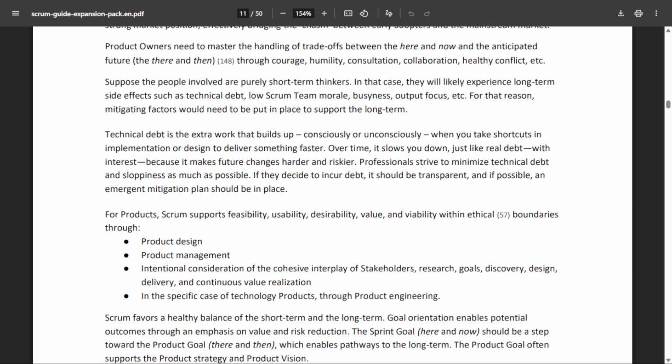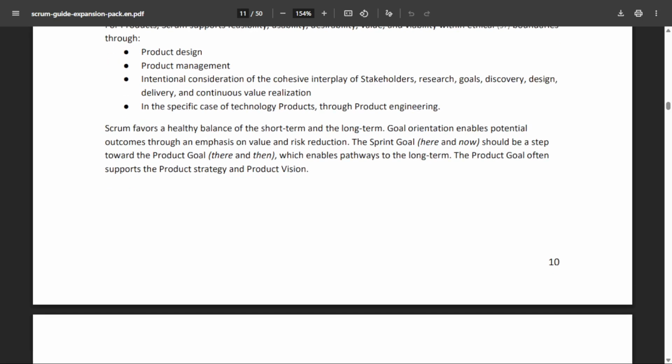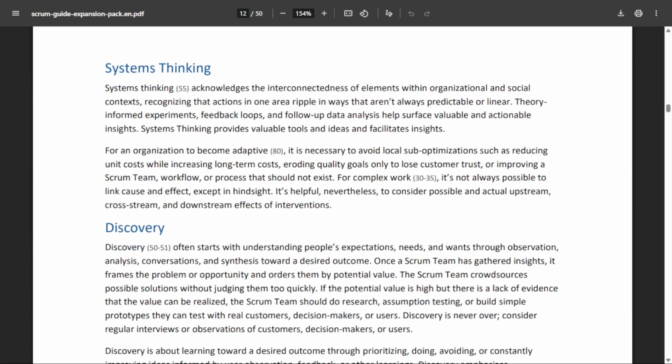more robust understanding. It says on this page, for products, Scrum supports feasibility, usability, desirability, value, and viability within ethical boundaries through product design, product management, intentional consideration of cohesive interplay of stakeholders, research, goals, discovery, design, delivery, and continuous value realization. And in the case of technology products, through product engineering. So I encourage you to think about this in more detail.